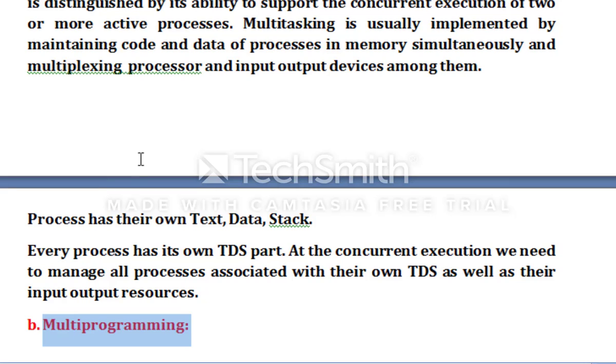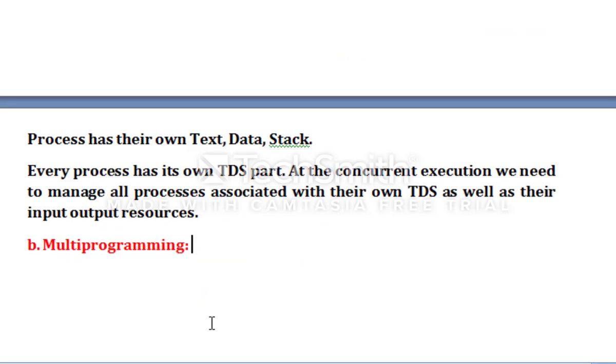Multiprogramming is a term that denotes an operating system that, in addition to supporting multitasking, provides sophisticated forms of memory protection. Okay, so how will the memory be protected? Because every process has its own TDS, the TDS should be managed by the operating system. There must be some policies which protect the TDS part of each process. Process P1 has its own TDS, process P2 has its own TDS. P1 and P2 should never conflict in the primary memory, and that should be maintained by the operating system.